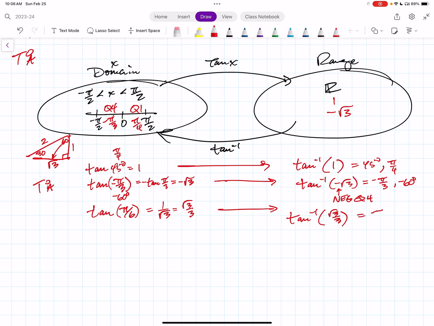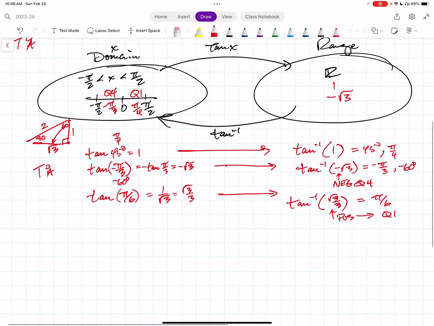Which is pi over 6. Now again, this is positive, and because it's positive, you respond with a quadrant 1 angle. If it's negative, then you respond with a negative angle, right? Because it has to be in quadrant 4. And that's the idea. Take an angle, send it through the function, you get a real number, and then take the inverse of that real number and it sends it right back to the angle. And that's the whole idea of an inverse.